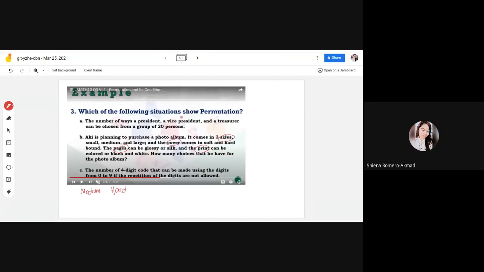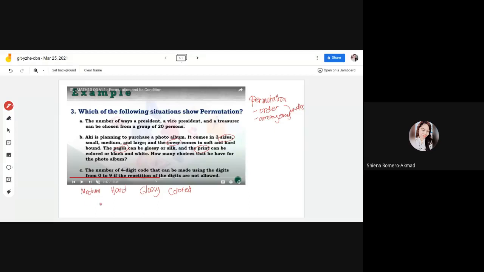Hard. Sa pages, ang pinili natin ay glossy. And sa print, we chose colored. So, yan yung arrangement na nabuo natin. Okay? So, when we say arrangement, when we say permutation, order matters. Order matters or arrangement matters. Okay?